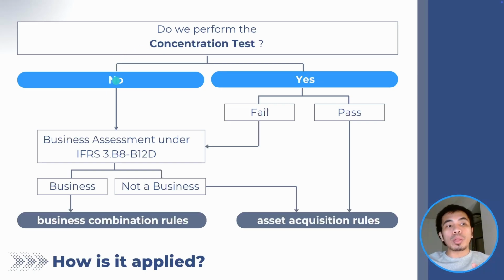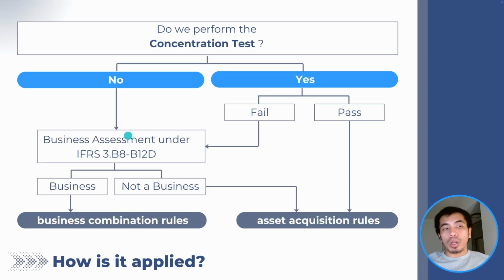If we don't perform it, we go straight to IFRS 3, the business assessment. So we have to determine whether the company that we acquired has inputs, has processes, and together they can produce outputs. And it has a little bit more requirements than that. So that's why we're trying to get around this requirement, because you have to justify all of these three that they are present within the company that you're acquiring.